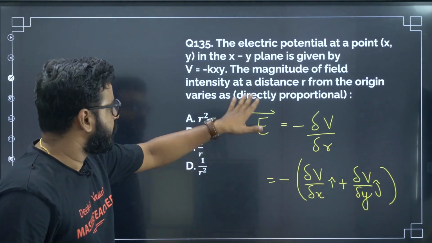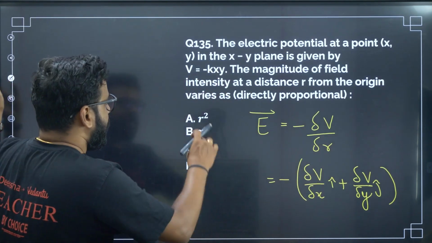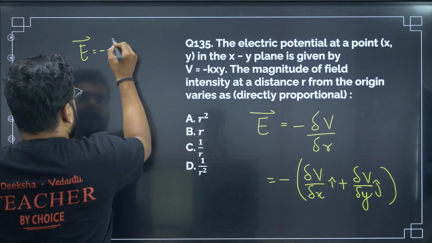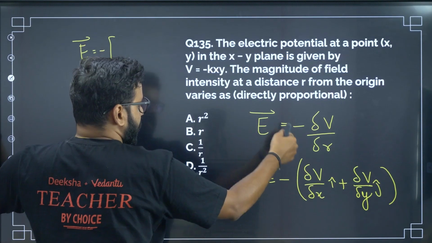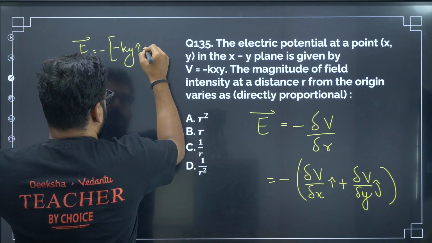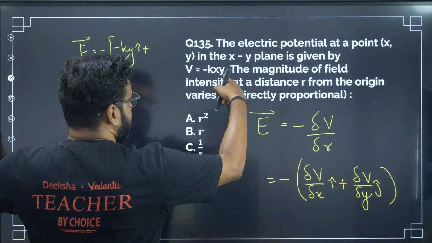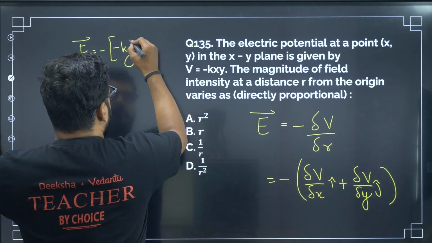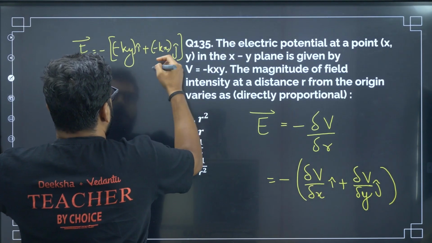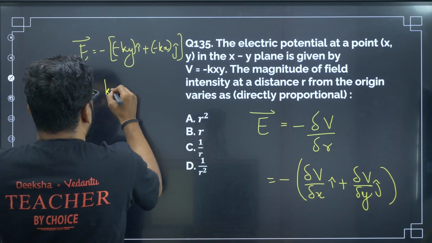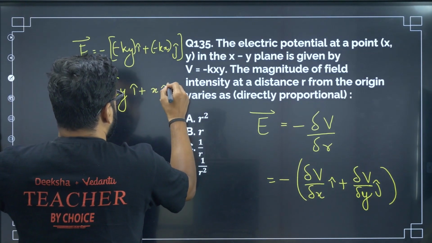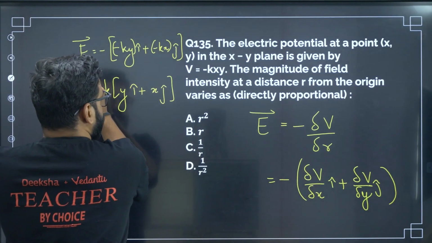And when you partially differentiate this V equal to minus kxy, you will get electric field is equal to negative of differentiate V with respect to x, which is minus ky i cap, plus differentiate with respect to y, which is minus kx j cap. So when you bring the minus in, totally you will get k common, y i cap plus x j cap. So this is the electric field.